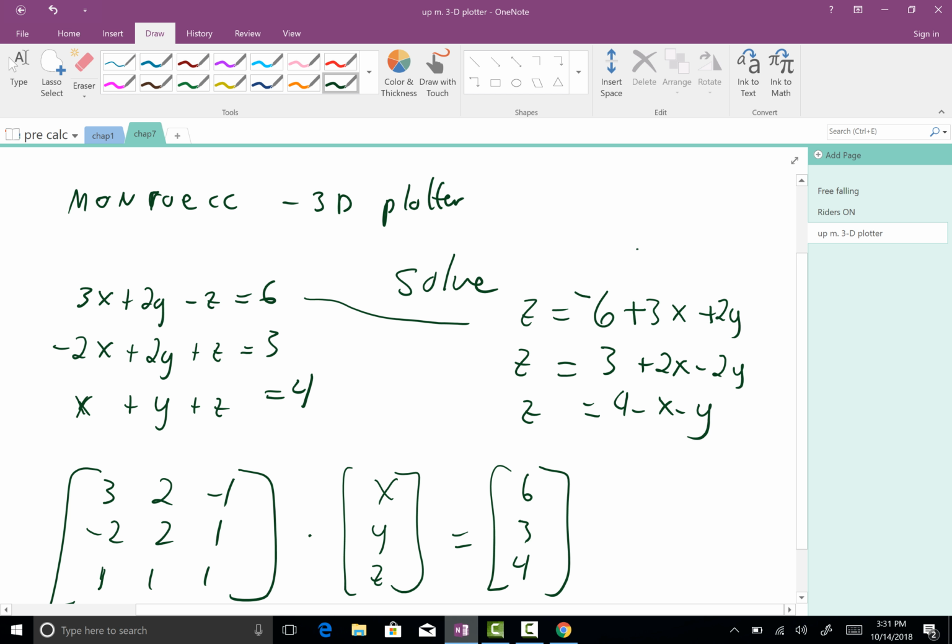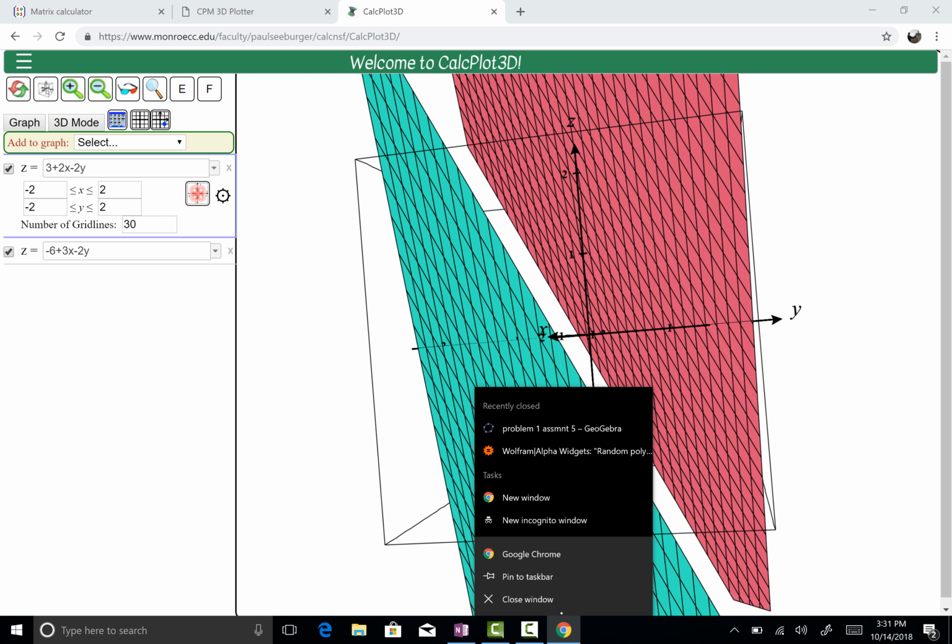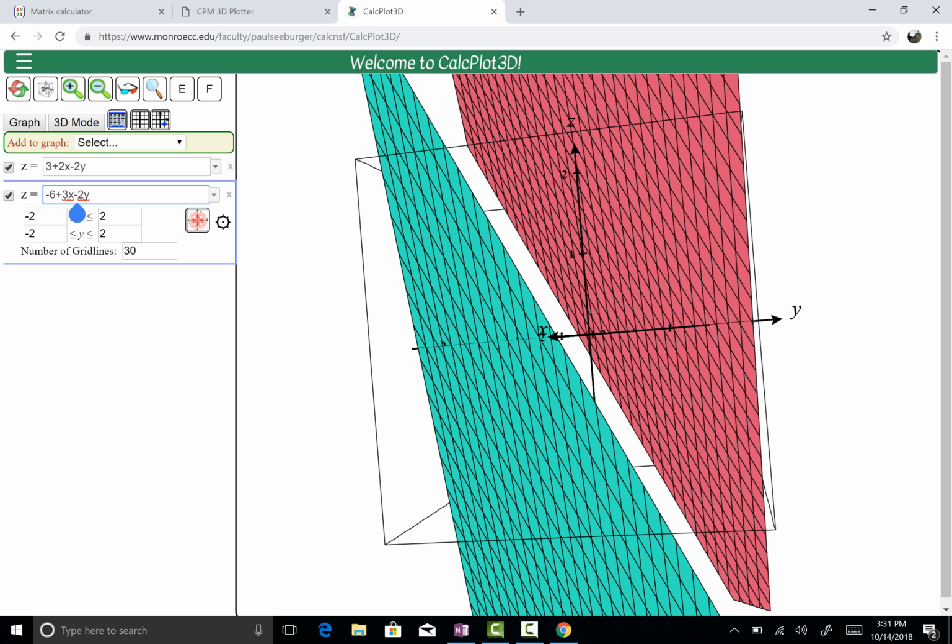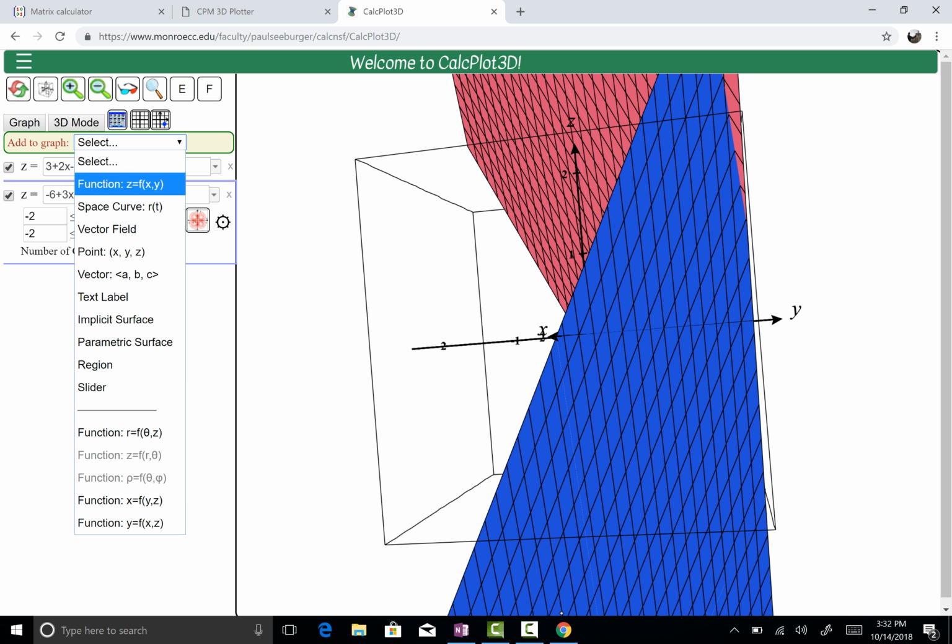Let's see, so maybe it's a minus 2y, and I shouldn't. There we go. Okay, so now I'm going to get another one. Put that one in. So I'm solving this one. This one was a little bit easier. So it's 4 minus x minus y. All right, tap on that.